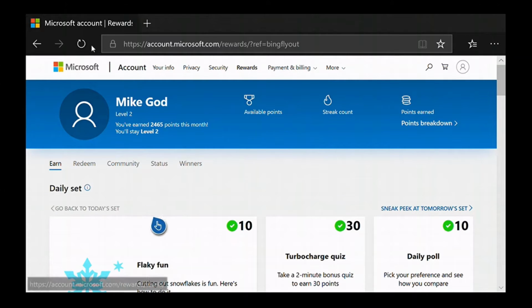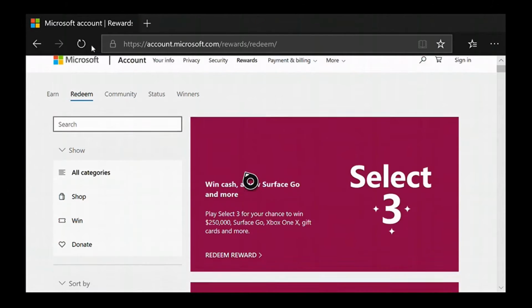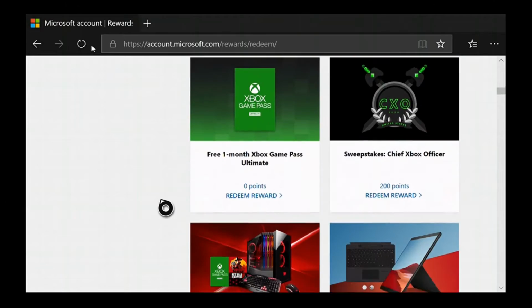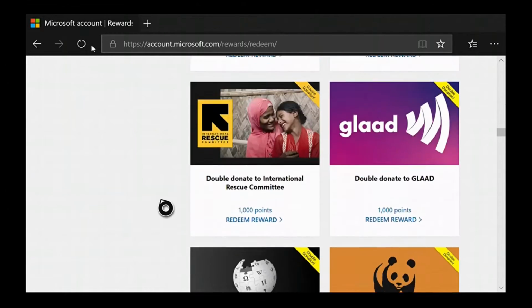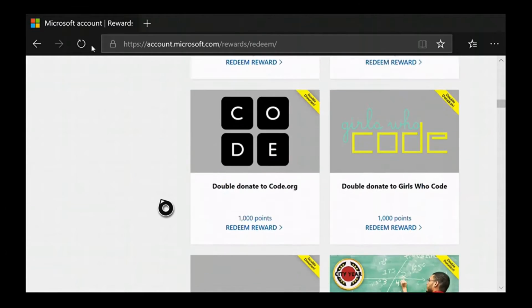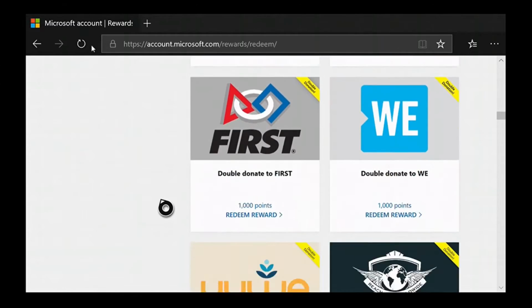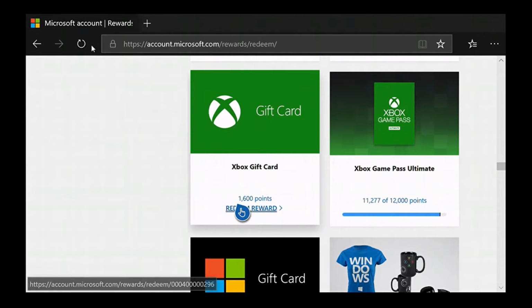Alright, so I'm on my Microsoft account. I go to redeem. Over here I'm gonna scroll down to where it says Xbox gift cards. If I blur something out, it's probably because I did something wrong, so sorry if there are unexpected cuts in the editing. Alright, so let me go find the Xbox gift cards. Where are they at? There you go, Xbox gift cards.